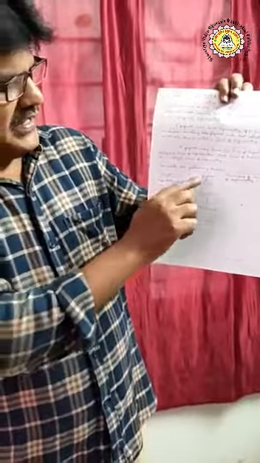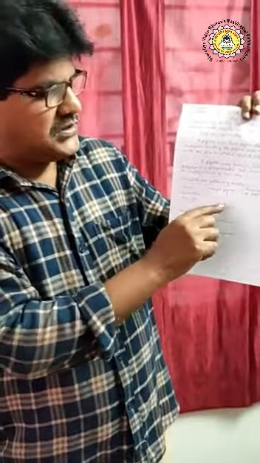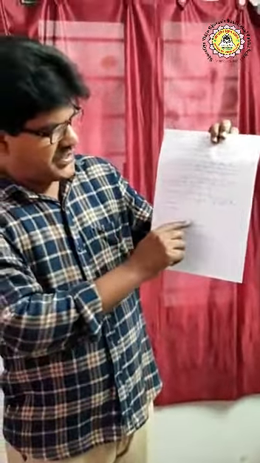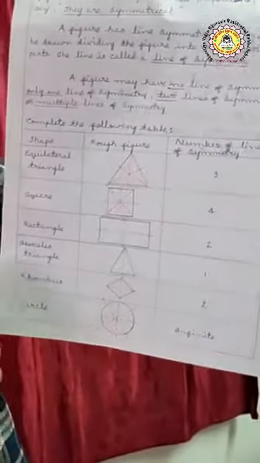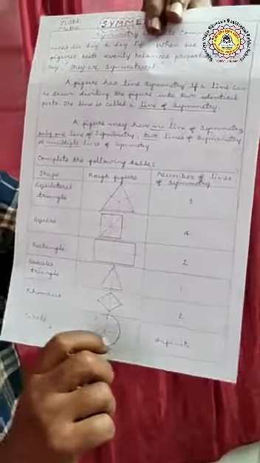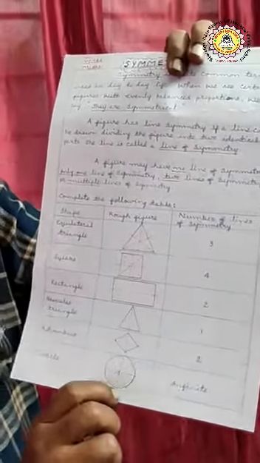So coming to the figures shown like this. The equilateral triangle has 3 lines of symmetry. The square has 4 lines of symmetry. The rectangle has 2 lines of symmetry. The isosceles triangle has 1 line of symmetry. The rhombus has only 2 lines of symmetry. The circle has an infinite number of lines of symmetry. Okay, this is regarding symmetry.